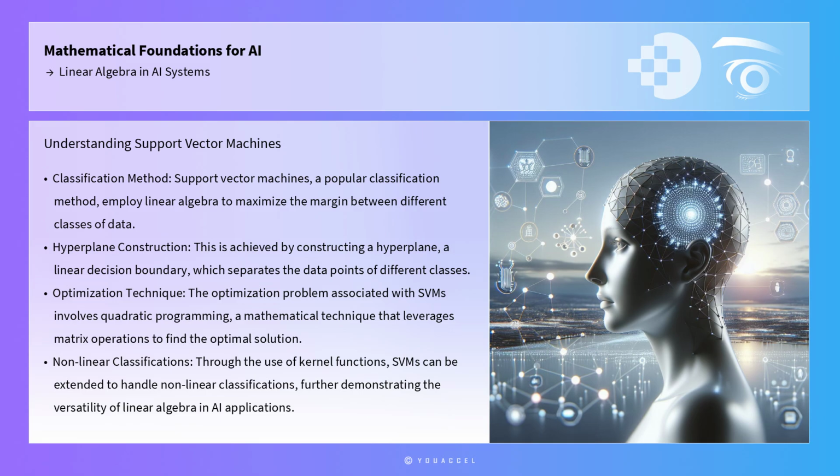Support vector machines, a popular classification method, employ linear algebra to maximize the margin between different classes of data. This is achieved by constructing a hyperplane, a linear decision boundary, which separates the data points of different classes. The optimization problem associated with SVMs involves quadratic programming, a mathematical technique that leverages matrix operations to find the optimal solution. Through the use of kernel functions, SVMs can be extended to handle nonlinear classifications, further demonstrating the versatility of linear algebra in AI applications.